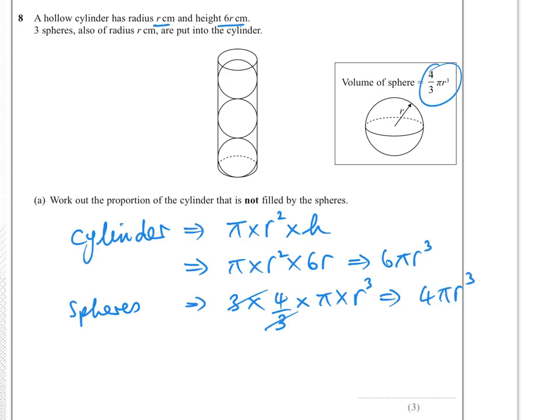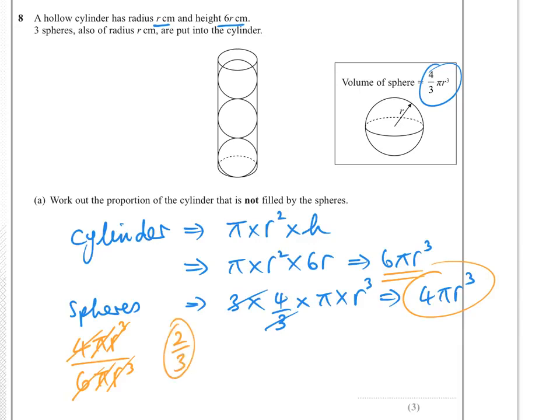So if we want to see how much of the space as a proportion is filled by the spheres, we would do 4 pi r cubed out of the total volume of the cylinder, which would be 6 pi r cubed here. These cancel, and 4 divided by 6 is 2/3. So that's 2/3 is filled. So yeah, you can work it out, 1/3 not filled.